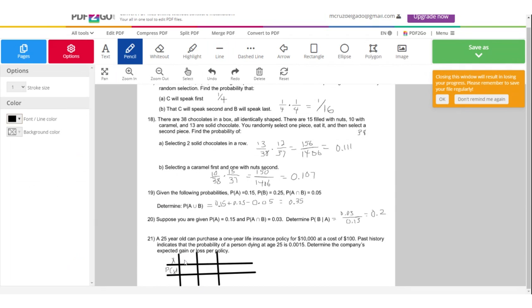So if they live, this is for the company, so they get $100 if you live. And the probability of that is 1 minus this little thing, because this is a probability of dying, so we use the complement rule.